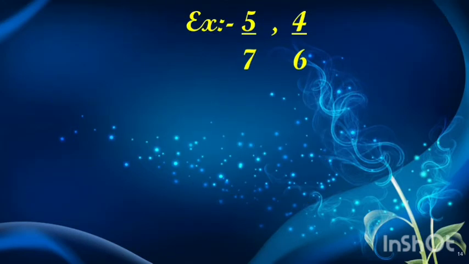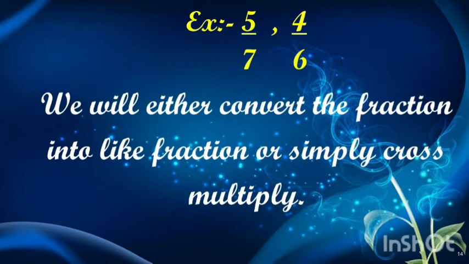Our third and last type is comparing when the numerators and denominators are both different. For example, 5 upon 7 and 4 upon 6. In this example, our numerators are different and denominators are also different. For this purpose, we have two different methods. We will either convert the fractions into like fractions or simply cross multiply them.